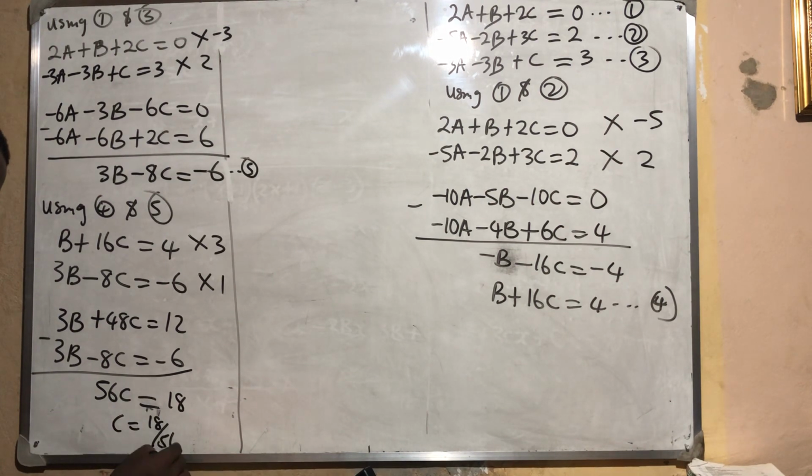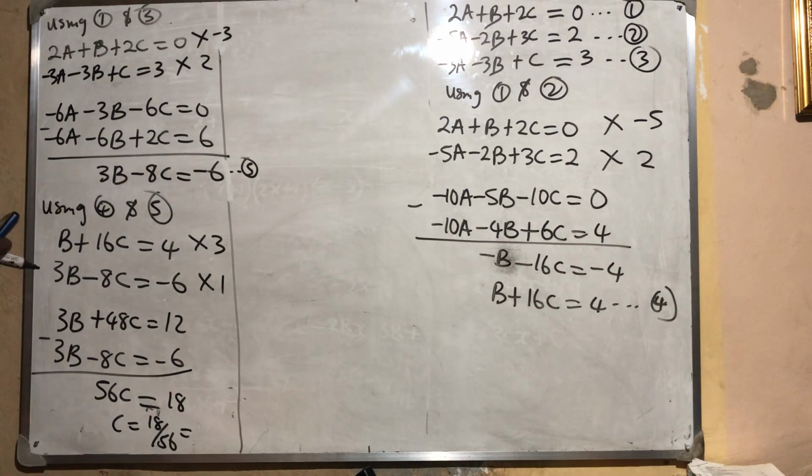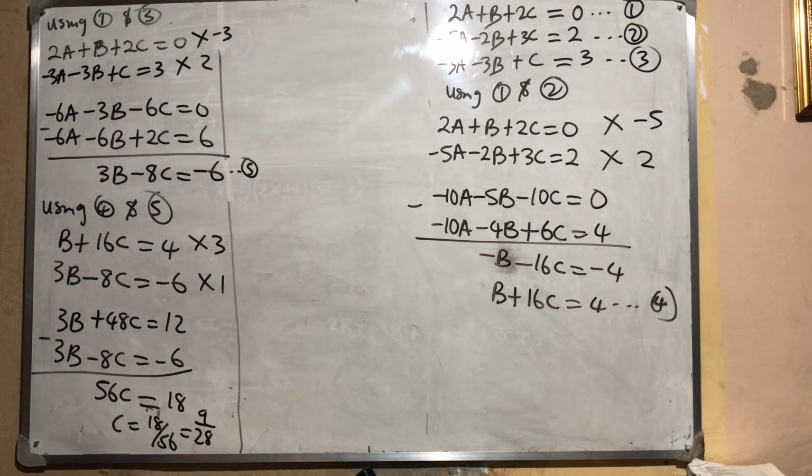18 over 56, so you can reduce it to the lowest. 2 divides 18 to give 9, and 2 divides 56 to give 28. So my c is 9 over 28.